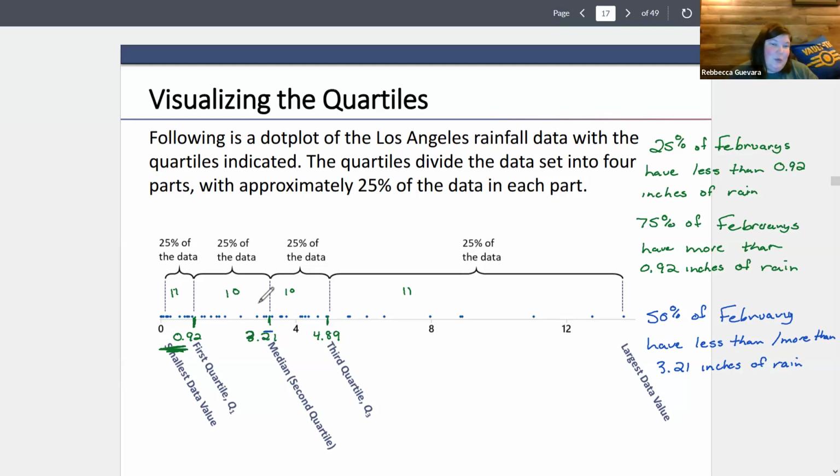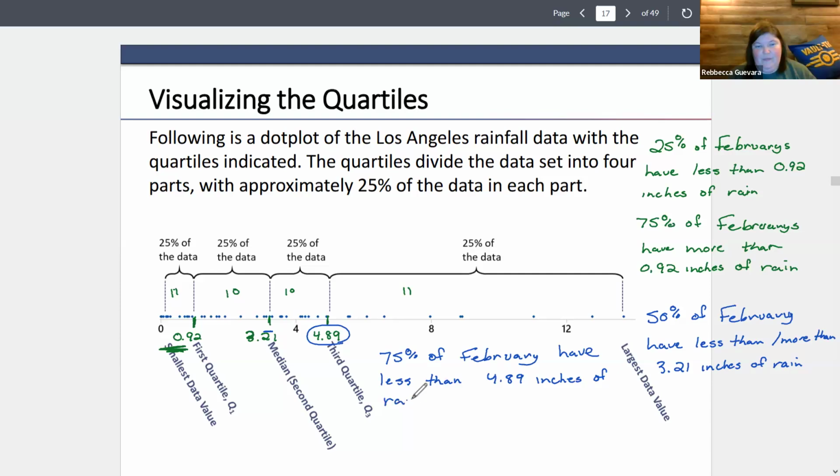And you see there's a bigger range in this quartile. This one shortens down again. But you see, this is really spread out here. So this is telling me that 75% of Februarys, because if I'm looking at my third quartile, 75% is below it, have less than 4.89 inches of rain. That also means 25% have more than that.